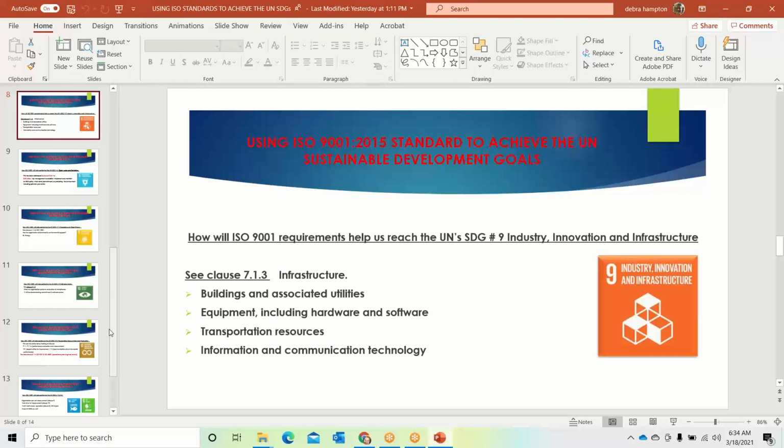Just like we say, the organization cannot equally function without the environment. The organization does not exist in the air. Of course, air or the atmosphere is equally part of the environment, right? So you can see that this clause can help achieve United Nations Sustainable Development Goal number 9, which is industry, innovation, and infrastructure.